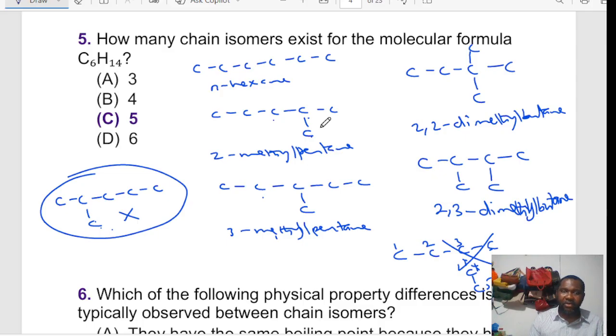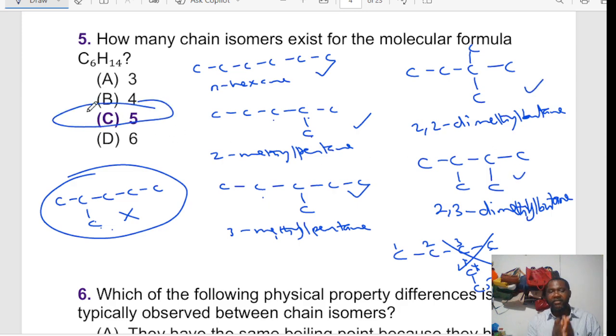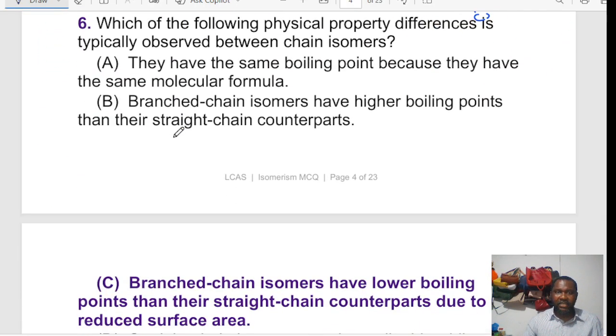So let's count how many we have here. This is 1, this is 2, this is 3, this is 4, this is 5. So the answer is 5. So we have 5 chain isomers. I hope this makes sense. Okay, so that leads us to number 6.